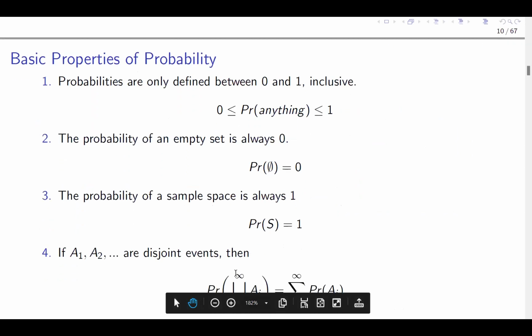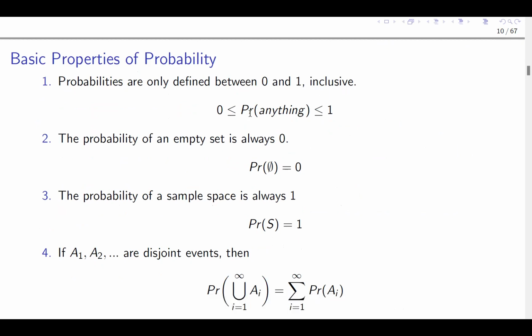So here are some basic properties of probability. Number 1, probabilities are only defined between 0 and 1 inclusive. So the probability of anything is either 0 or 1 or lies between 0 and 1. Number 2, the probability of an empty set is always 0 because an empty set will never happen. That's the probability of nothing. So the probability of such a set is always 0.